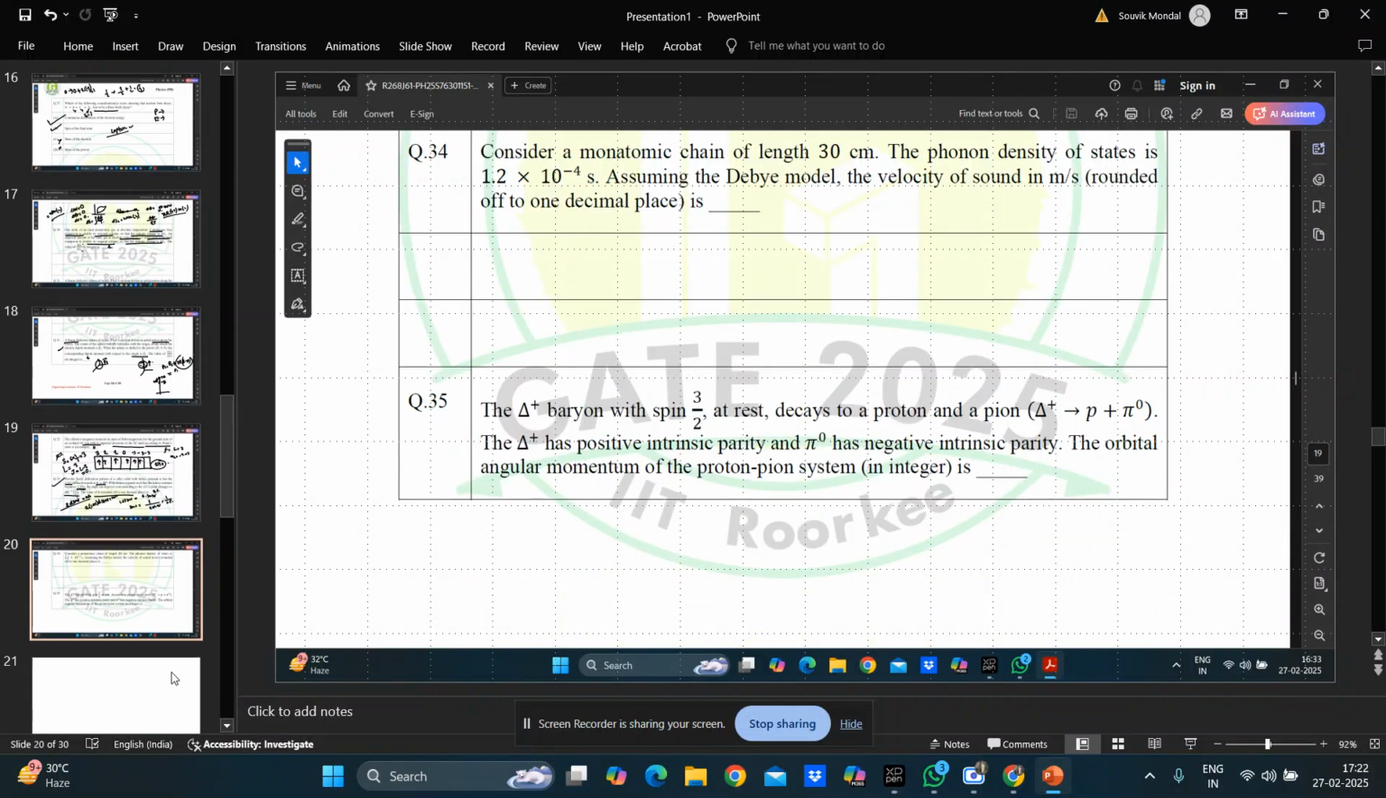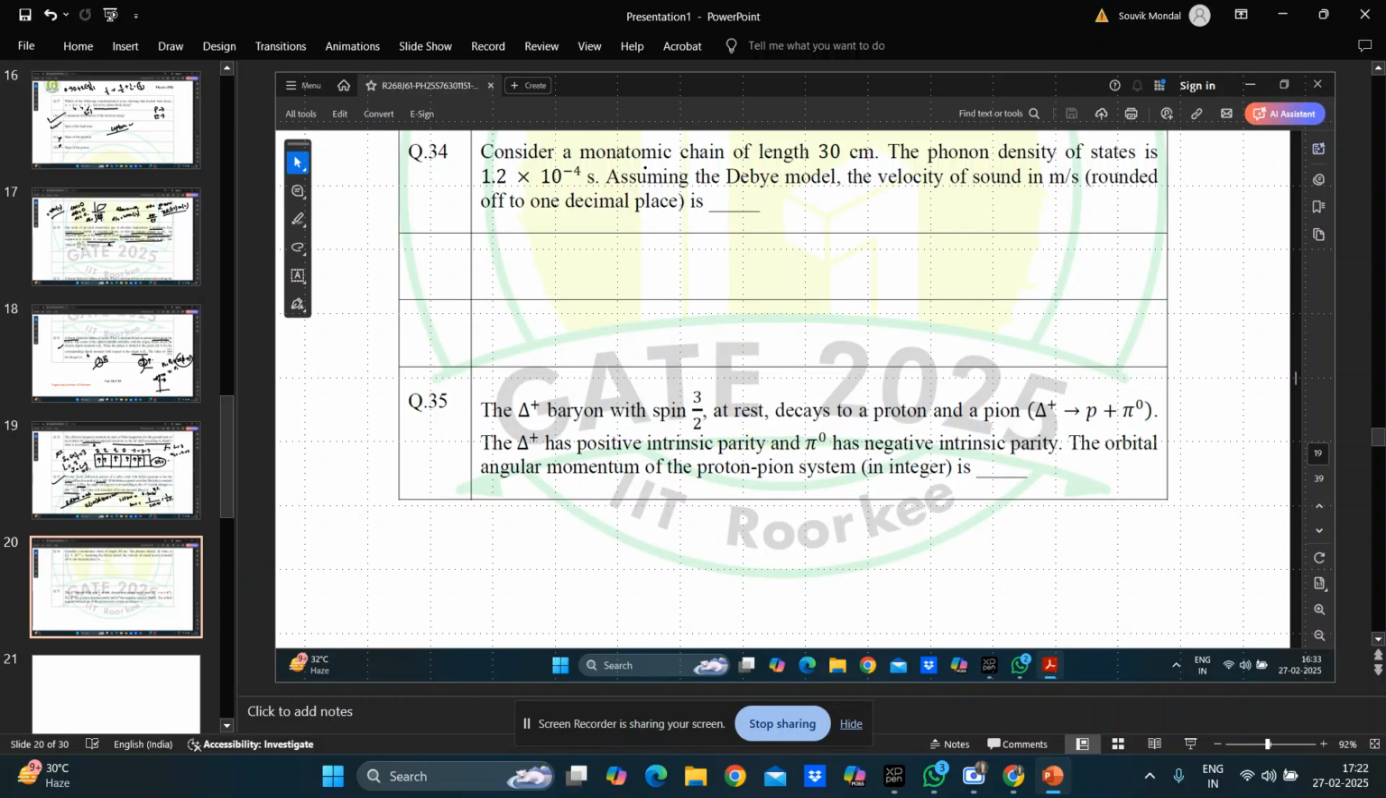Yeah. The next one is consider a monoatomic chain of length 30 semi, and the phonon density of state is this much. So assuming Debye model, the velocity of sound in meter per second. So this is a one-dimensional chain, and you have to consider the Debye model theory. Okay. So for Debye model, what it says that g omega d omega is n simply, right?